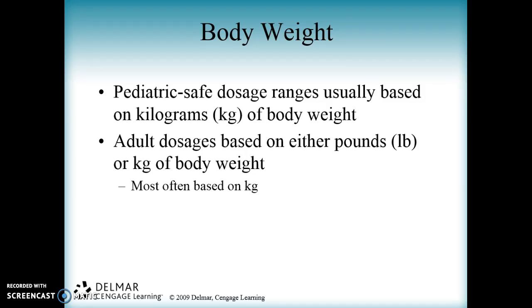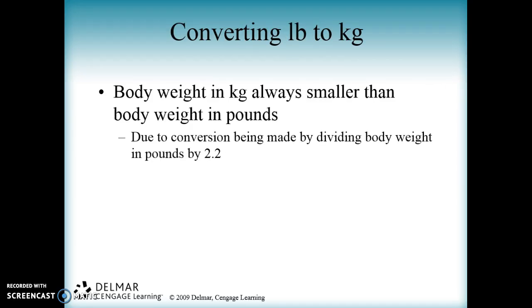Now the easiest way to convert pounds to kilograms is to divide by 2.2. So if you have a patient's weight in pounds, you just divide it by 2.2. So knowing that, you should always keep in mind that the weight in kilograms is always going to be smaller than the weight in pounds. If it's not, that's a good indication that you may have made some sort of an error, so you want to go back and check that. So keep that in mind.